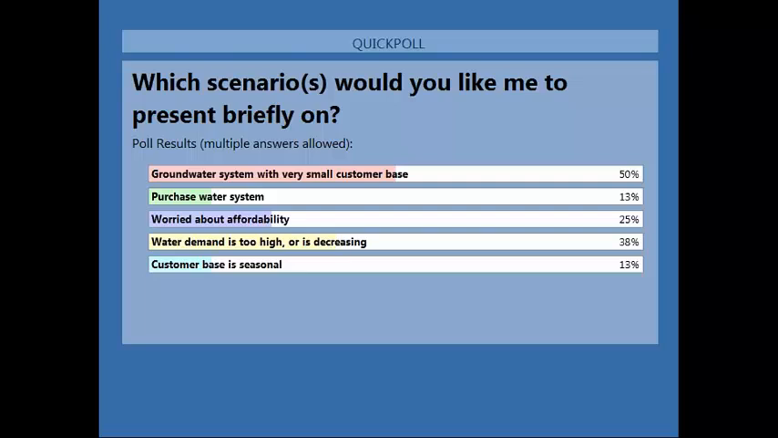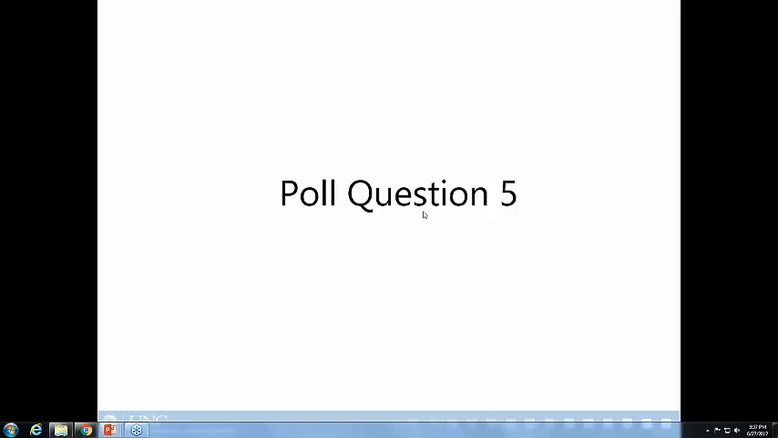For those who wanted to see affordability, purchased water system, or customer base, the PowerPoint slides have all of the scenarios already written up. So you can read those in the PowerPoint slides from the handouts, or when you get the link later by email, you can download the slides and read about them. And again, at any point, you can always send me an email. I'm happy to talk about those, especially for your particular utility. Okay, so let's talk about the groundwater system first.